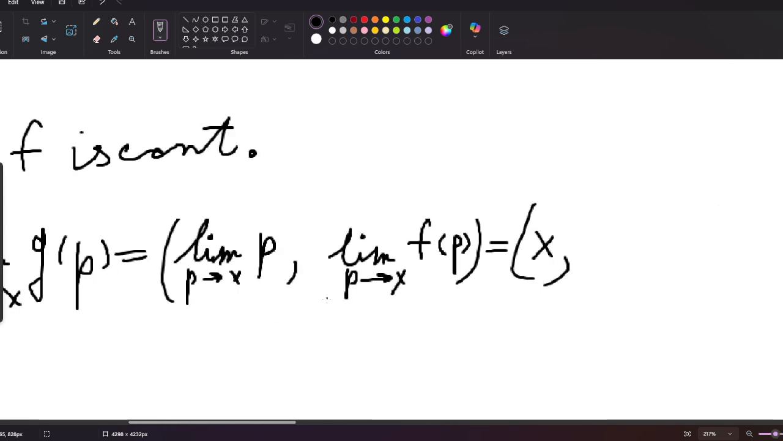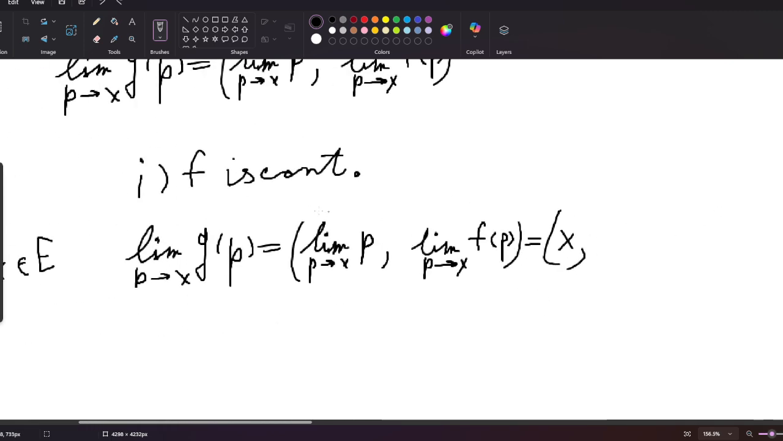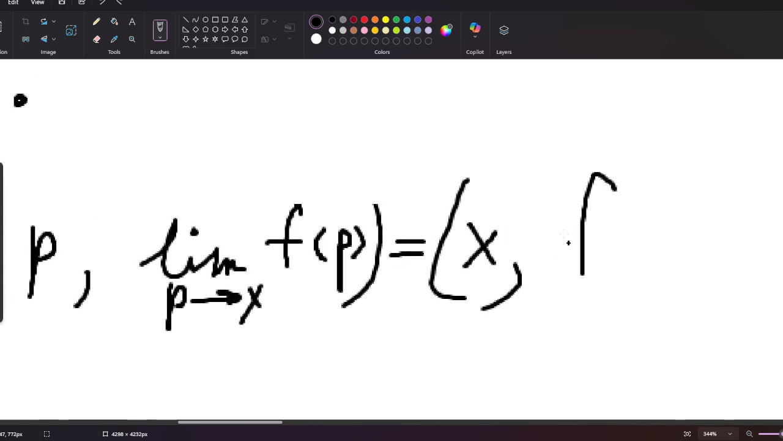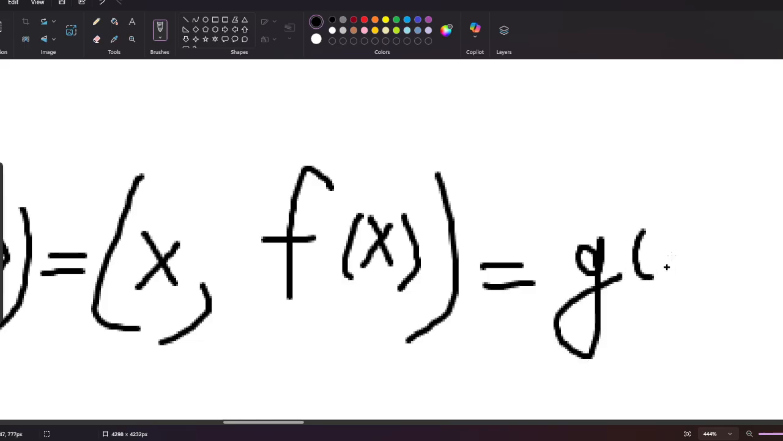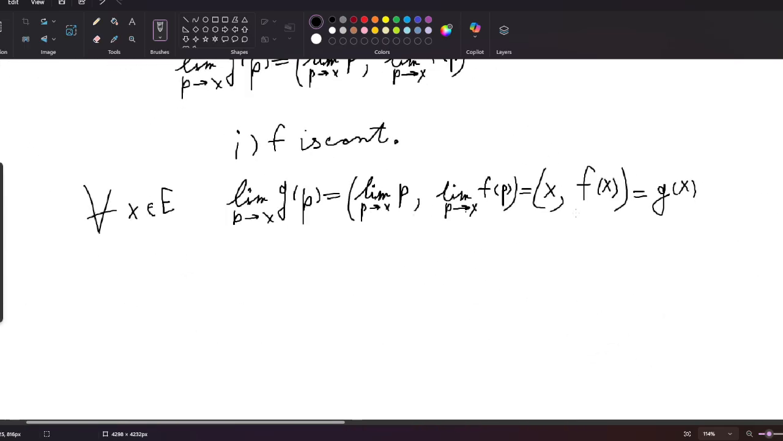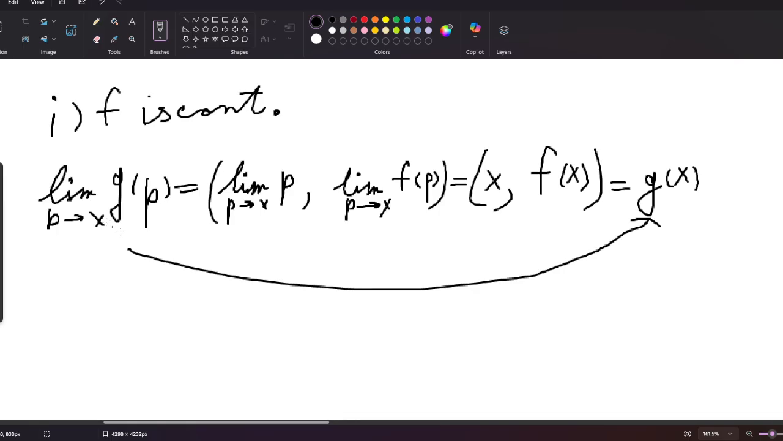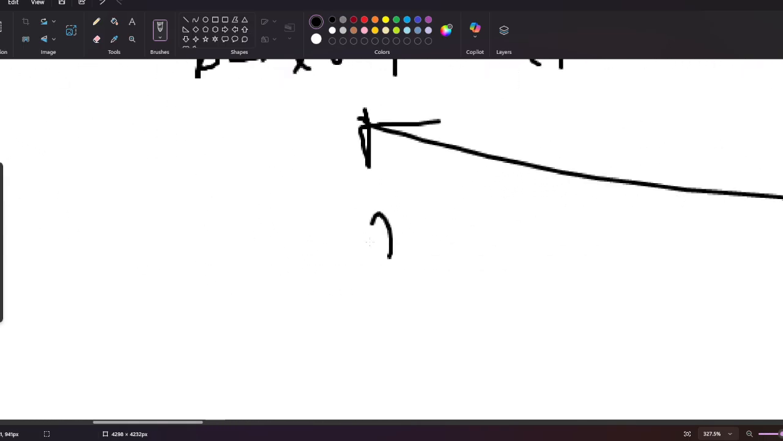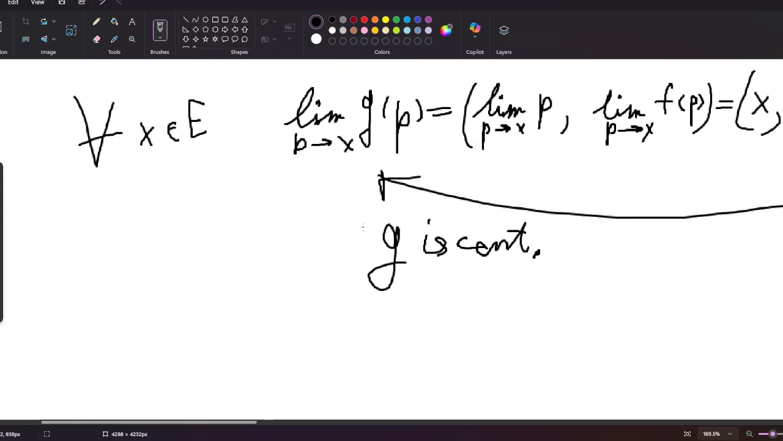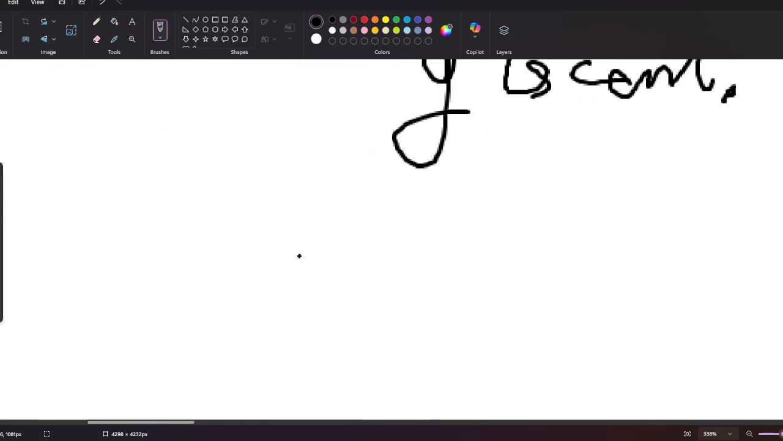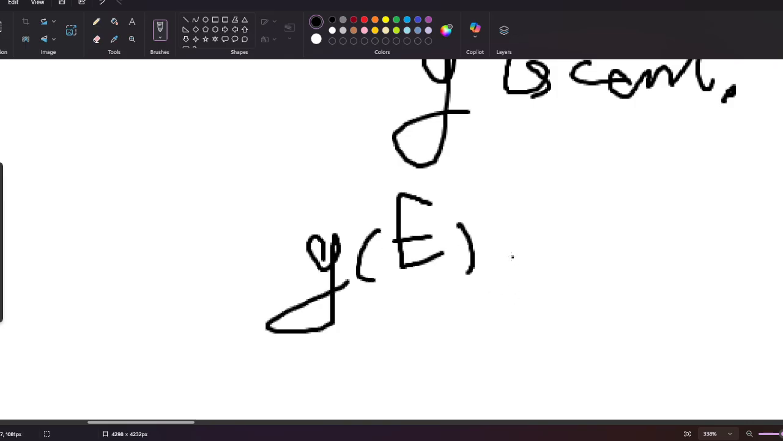And for the second one, since f is continuous, this is going to be f of x, which gives g of x. Together this implies that g is a continuous function. So g is continuous. What does it mean? That means that if we take a compact space and feed it into g, then the resultant space is also compact. So that's the first case.